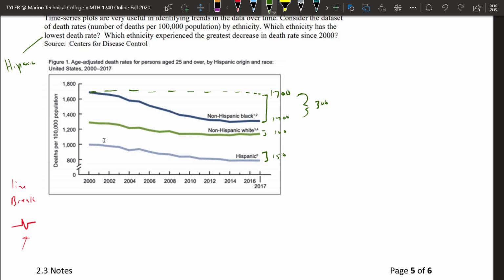So in other words, it's real easy to see that this top group, top category, is going to have the biggest decrease in death rate, right? So the answer to that last question would be the non-Hispanic blacks.